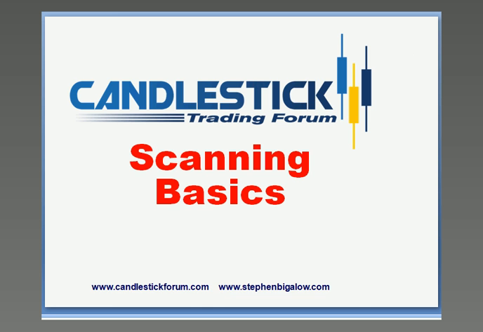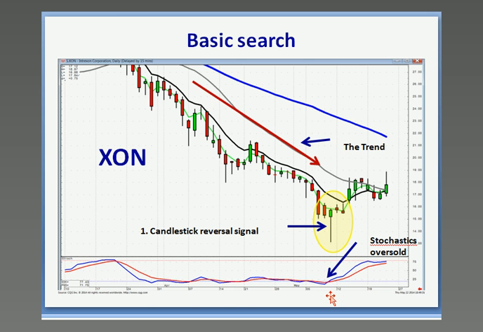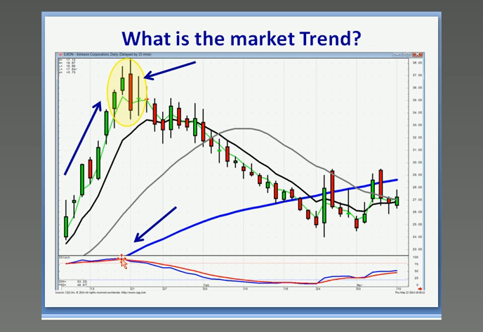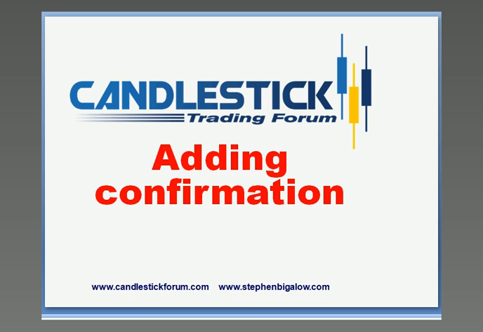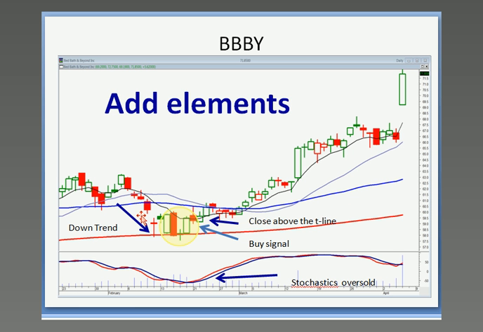So using the scanning techniques, we're looking for the scanning basics, which is we're looking for buy signals in the oversold condition. That's our basic. We also can look for sell signals in the overbought condition. We can now add some confirmation to that, where we're not only finding the buy signals, but the stronger buy signals, the support levels, the breaking of a downtrend by closing above the T-line. The more elements that we can put into our analysis, the higher the probabilities we're going to be in the right trade at the right time.